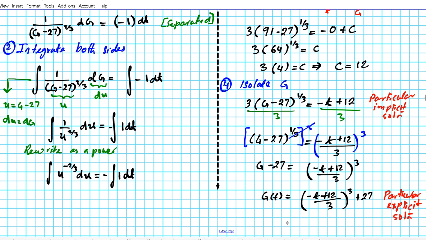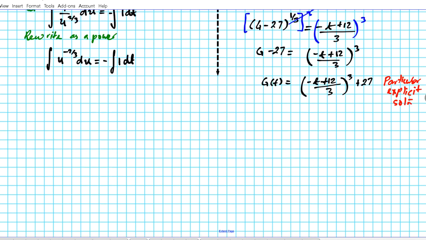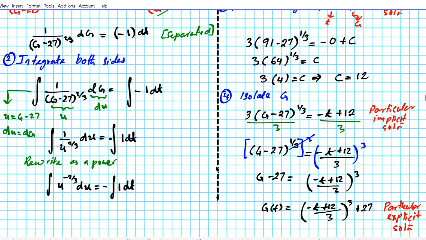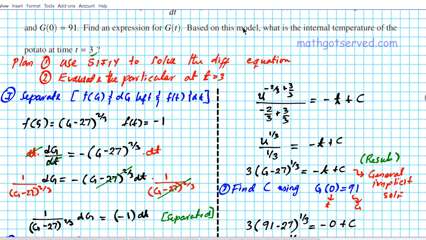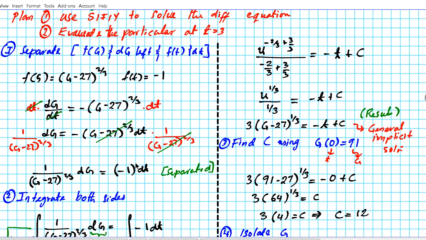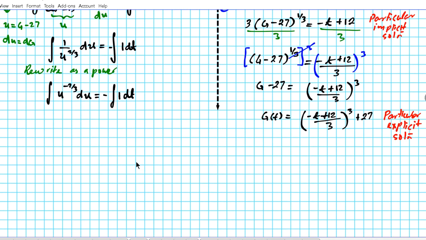Okay? All right, so in some problems you're done, but in this particular problem, we're asked to use our solution to do something, which I forgot already. Let's see what it said to do. It says, based on this model that we just found, G of t, what is the internal temperature of the potato at time t equals 3? Okay, so all we're just going to do now is just evaluate G of t at t equals 3. So what we're looking for is just G of 3, okay?